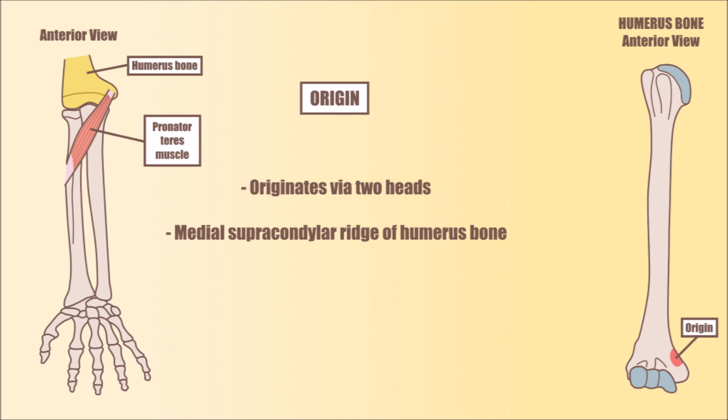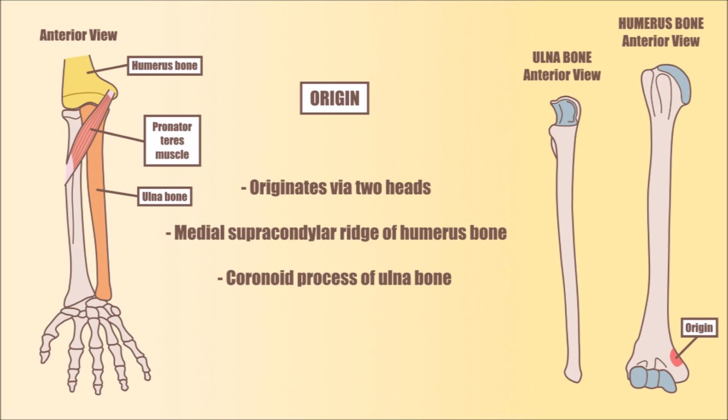The ulnar head originates from the ulnar bone, specifically from the coronoid process of this bone. If we also take a closer look at the anterior view of the right ulnar bone, we can see highlighted in red where this head originates from.